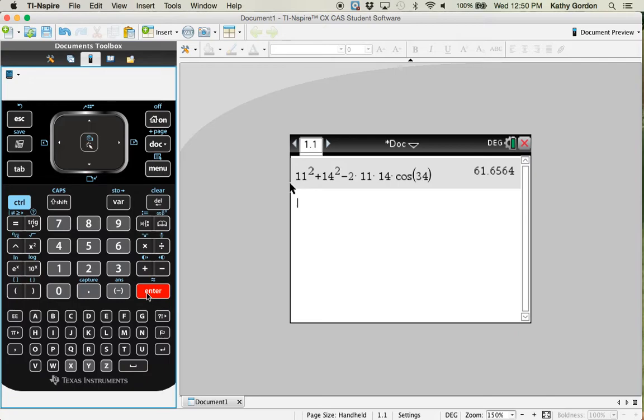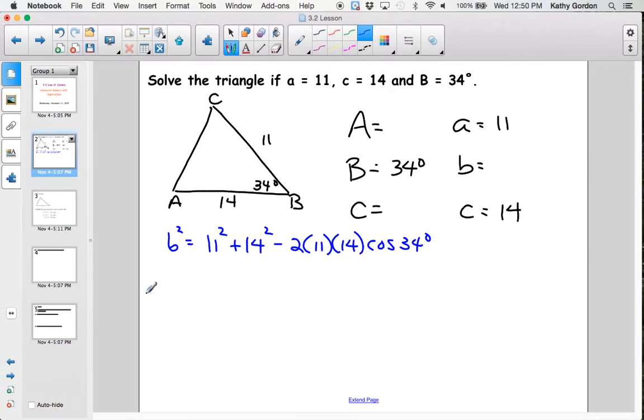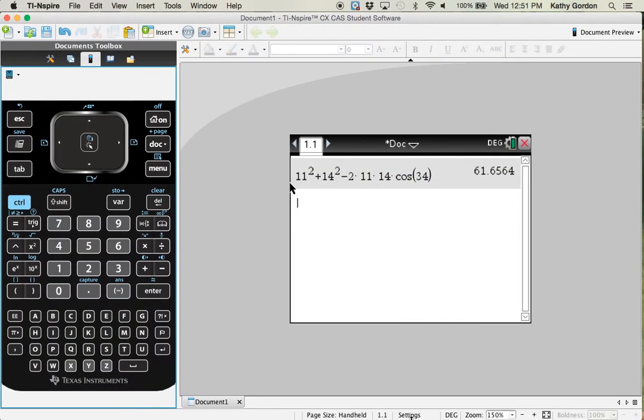So what did we just find? 61.6564 is what? What is it? B squared. Okay, so we've just evaluated all of this stuff, but that now is still equal to B squared. So in order to actually get B, we need to take the square root of it.